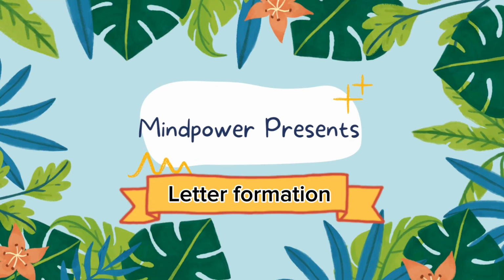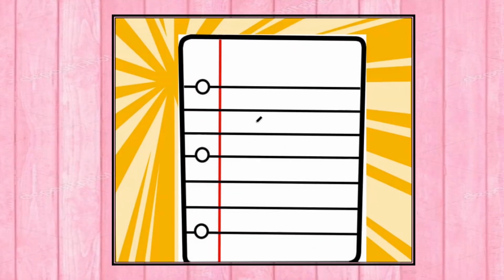Letter formation. This is a small letter I. It is a grass letter and it writes in the middle two lines. Start from the top, go down, and dot on the top of its head.